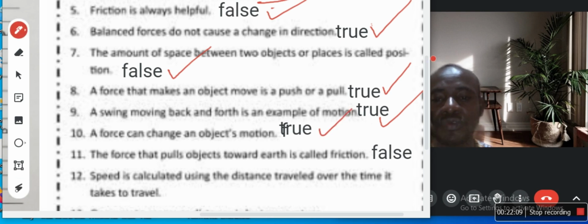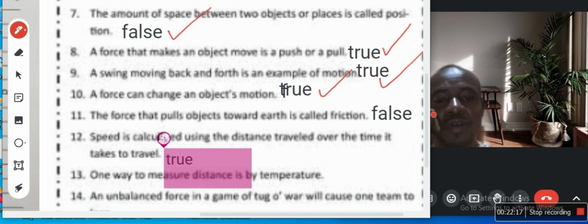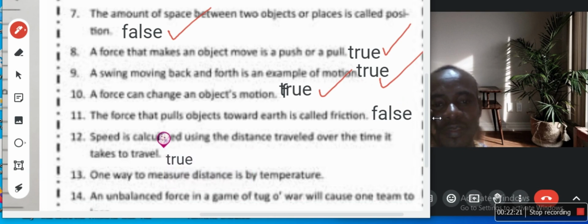The object that pulls objects toward earth is called friction. Is it called friction? I'm talking about number 11. I put force. No. But what is it really called? Gravity. Gravitational force. So it's not called friction. Speed is calculated using the distance traveled over the time it takes to travel. Yes, correct. Speed is distance over time.